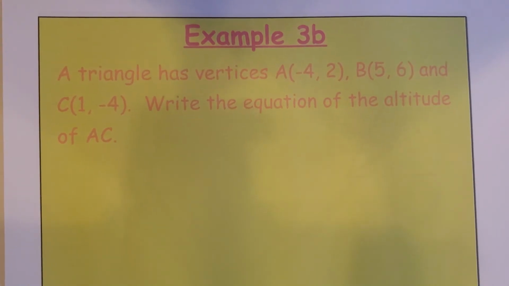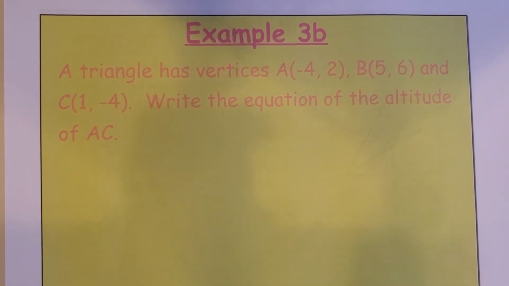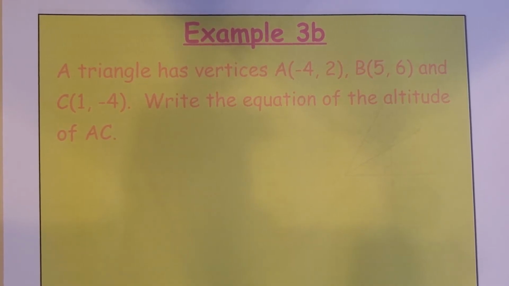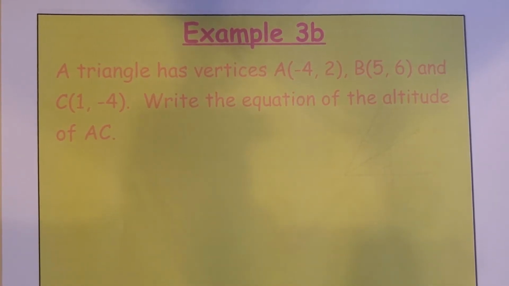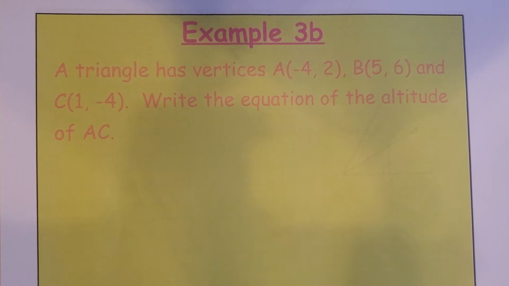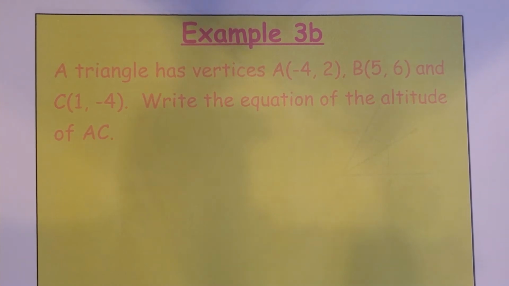All right. Altitude is different. Similar to medians, in the sense that it's got to pass through the opposite vertex of whatever segment you're talking about. But altitudes are only perpendicular. They don't bisect. So if we're asked to find the altitude of AC, we're going to need that opposite reciprocal slope of AC, which again, I don't think we've had to do yet.